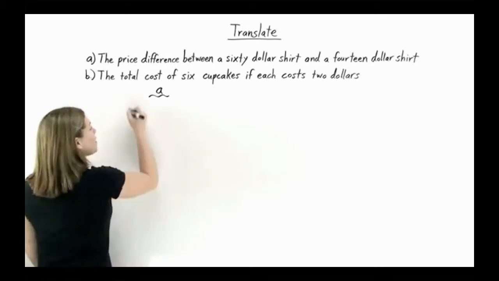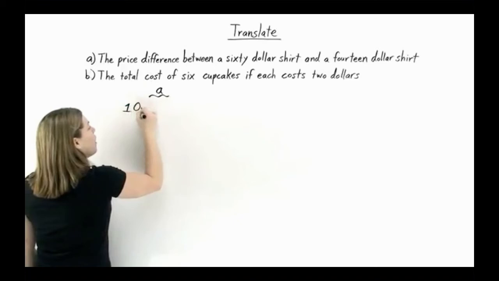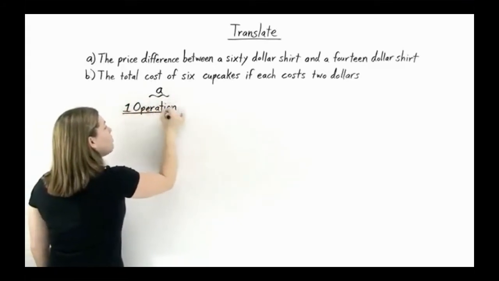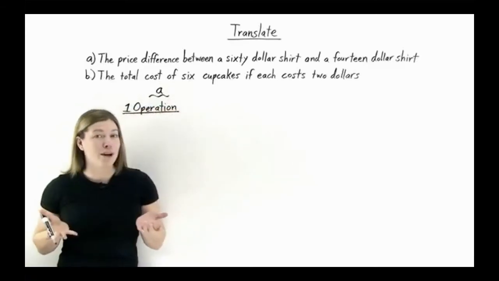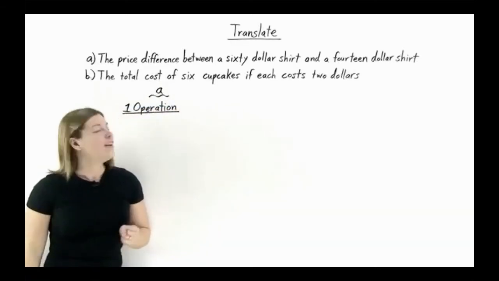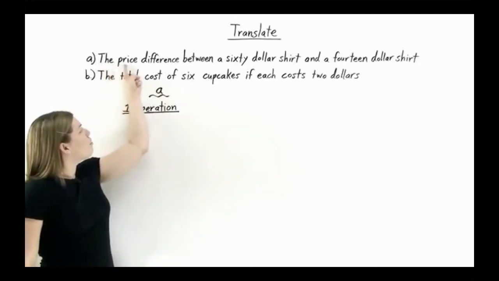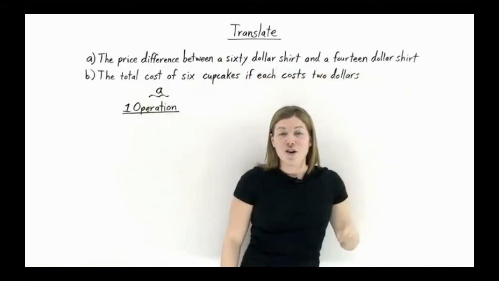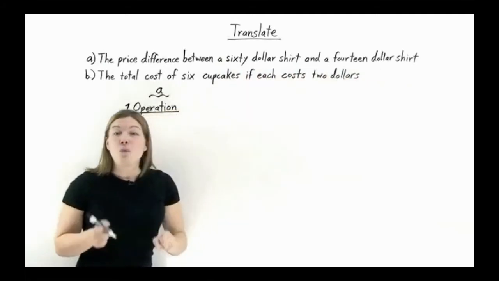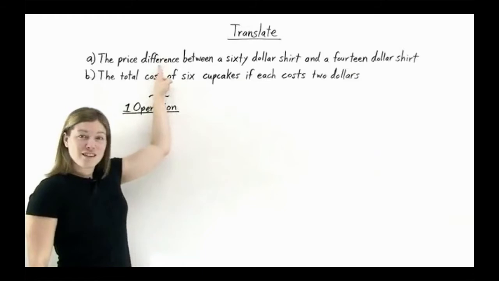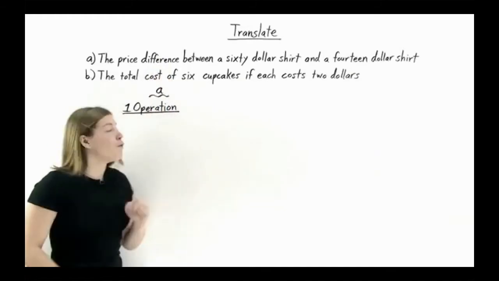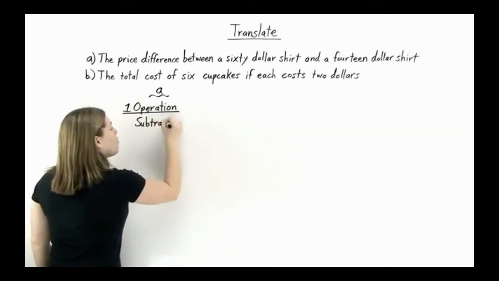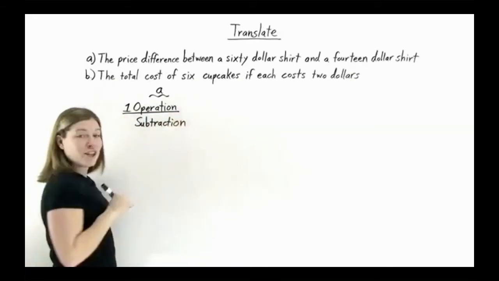Well, to help us translate, let's go through and see if we can identify any key words or phrases that might help tell us what operation or multiple operations we're going to be dealing with. The phrase we're looking at is the price difference between a $60 shirt and a $14 shirt. If we take a look at those different words, we spot a key word, difference. Difference means that we're going to be performing a subtraction. So, our problem will involve subtraction.